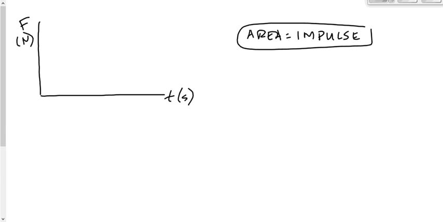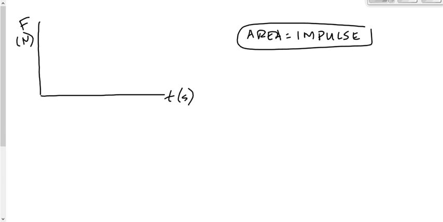If I draw a force versus time graph, there should be three words that immediately come to your mind. What are those three words that we should think of every single time? Good. Area equals impulse. Regardless of what the shape of this graph is, regardless of whether we're even able to find the area of this graph.